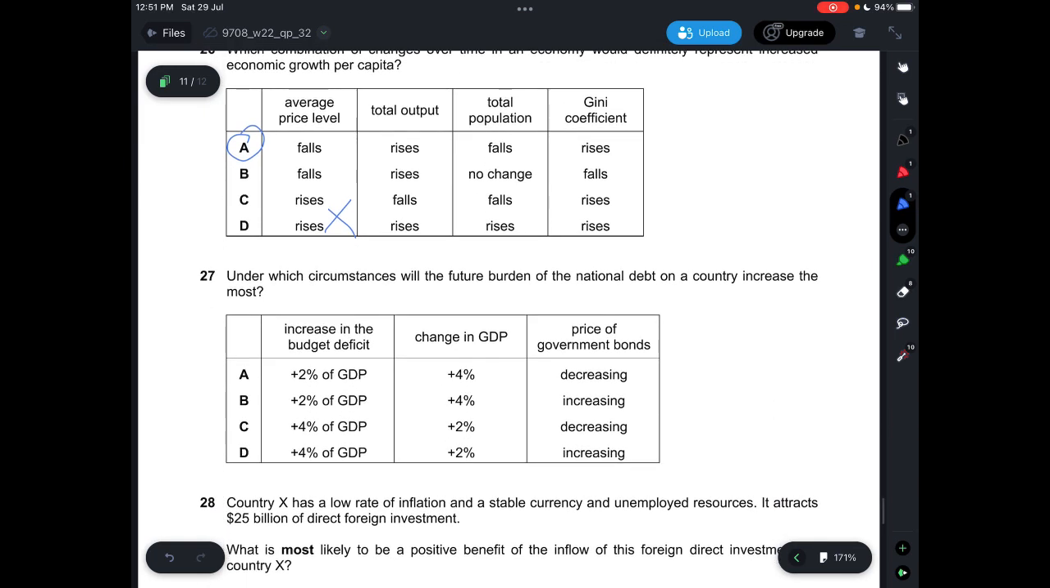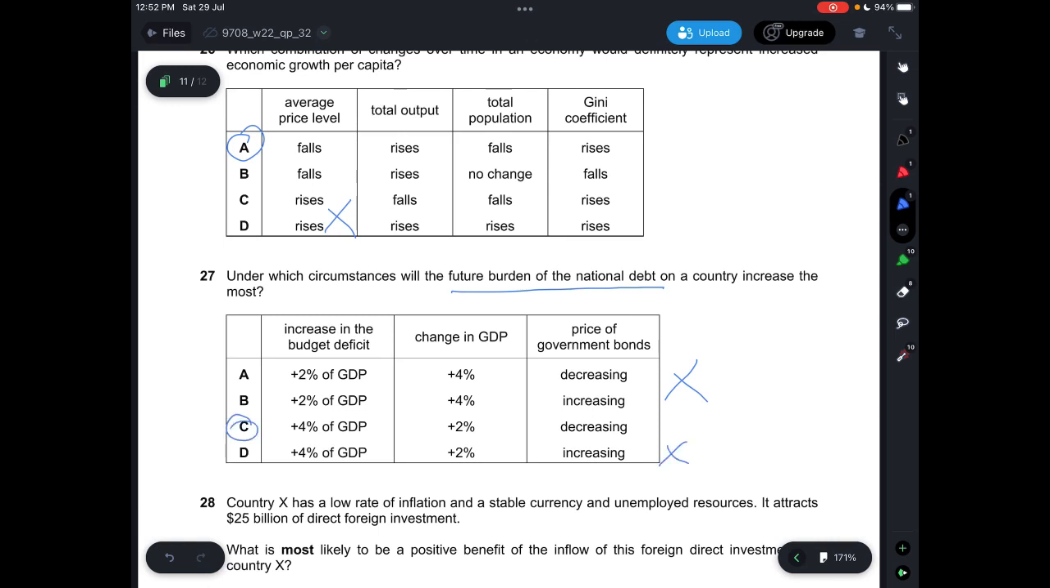27. Under which circumstances will the future burden of the national debt on the country increase the most? Future burden of the national debt. So increase in the budget deficit should be high. So A and B is wrong. Price of government bonds will have to decrease. So D is wrong. So answer is C.